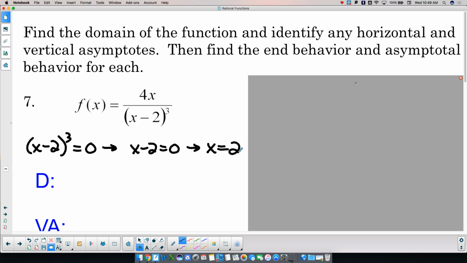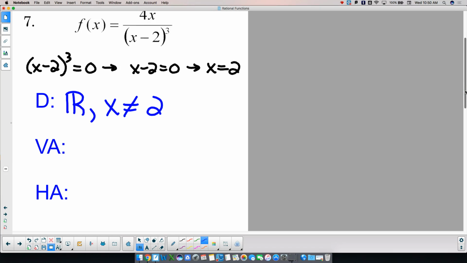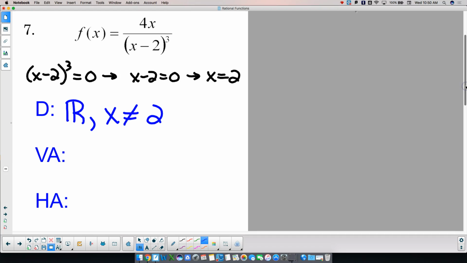I can take the cube root of both sides when I set the denominator equal to 0. Cube root of x minus 2 quantity cubed is just x minus 2. Cube root of 0 is 0. So then my condition is x equals 2. So my domain then becomes all real numbers with the exception of x cannot equal positive 2. That tells me that I have a vertical asymptote at x equals 2.